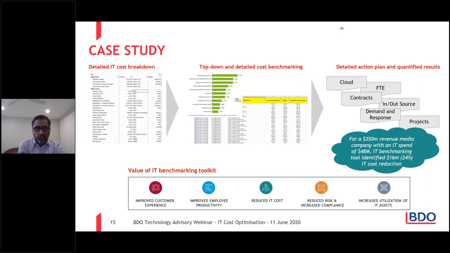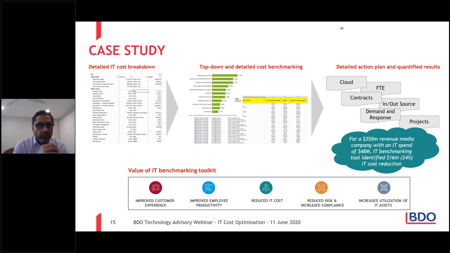Now, that $48 million was spread over a period of time because a lot of those things were connected to contracts that were in place, which were not expiring for the next 12, 18 months. And hence, they were phased out. But if you look at all the IT cost reductions that were identified, they were close to around $16 million out of the $48 million overall cost. So a very targeted exercise, top-down benchmarking with a line-by-line review, helped them identify a 24% IT cost reduction.